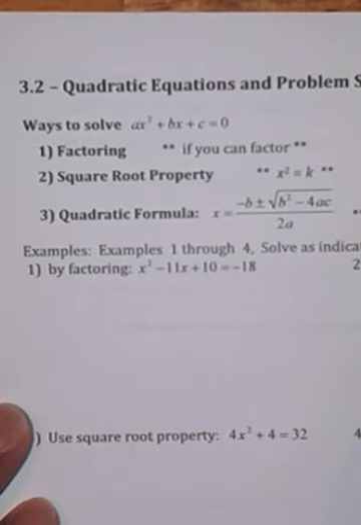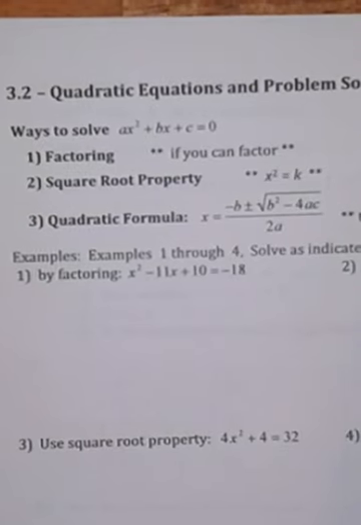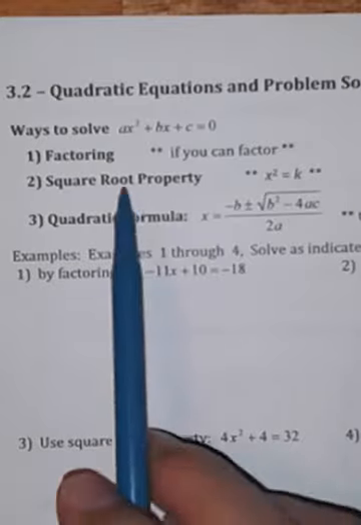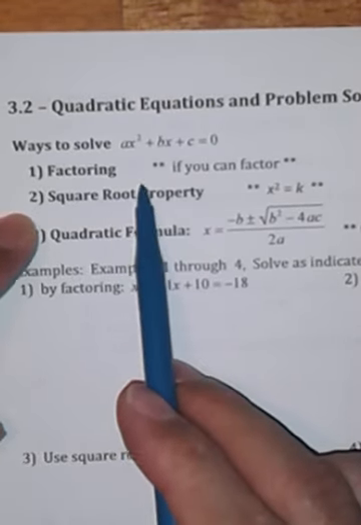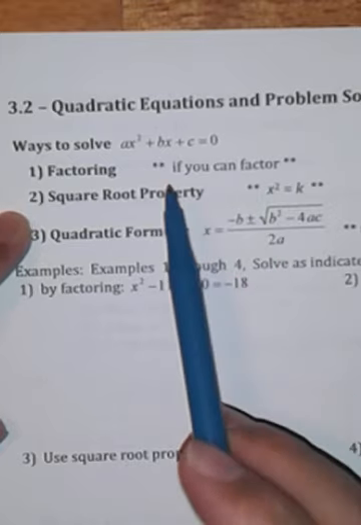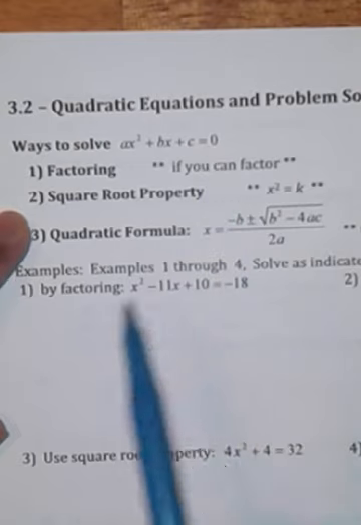Alright, so there's various ways of solving quadratic equations depending on what you can do with them, and sometimes that depends on what they look like. So let's look at the different ways we'll use. One is by factoring, and you factor if you can factor. When you factor, you have to make the quadratic equation equal to 0.